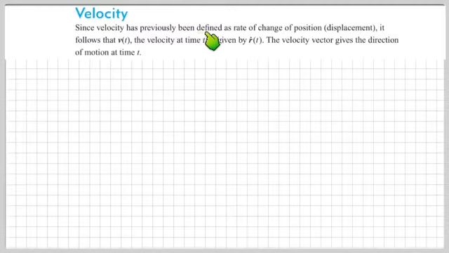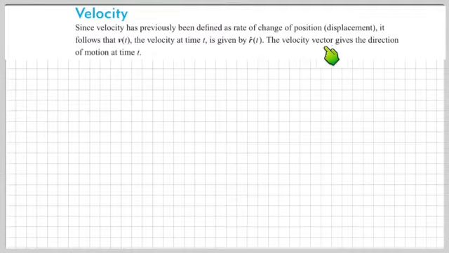Velocity has previously been defined as the rate of change of position, displacement. Yes, we know that. It follows that this velocity vector function can be given by this. It's the derivative, or the little dot above denotes the derivative of the position vector. Now this might be a bit new for you. You really need to think about this very closely.